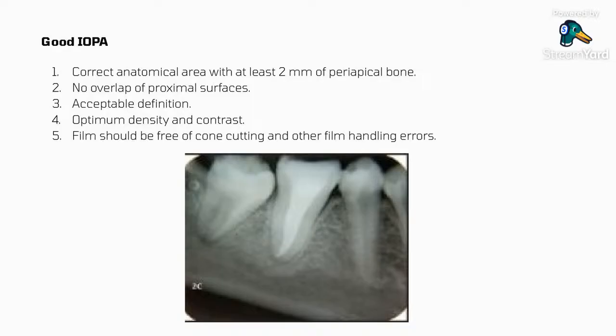Then the optimum density and contrast. This is to facilitate the interpretation of the dentist trying to observe, understand and read a radiograph. The film should be free of cone cutting and other film handling errors. The desired density and contrast for the film captured images will depend on the clinical reasons for taking the radiograph. All right. This is all about the periapical x-ray. I hope you understand the technique of periapical x-rays, its different techniques, and I hope you will be able to apply it in your clinical practice.